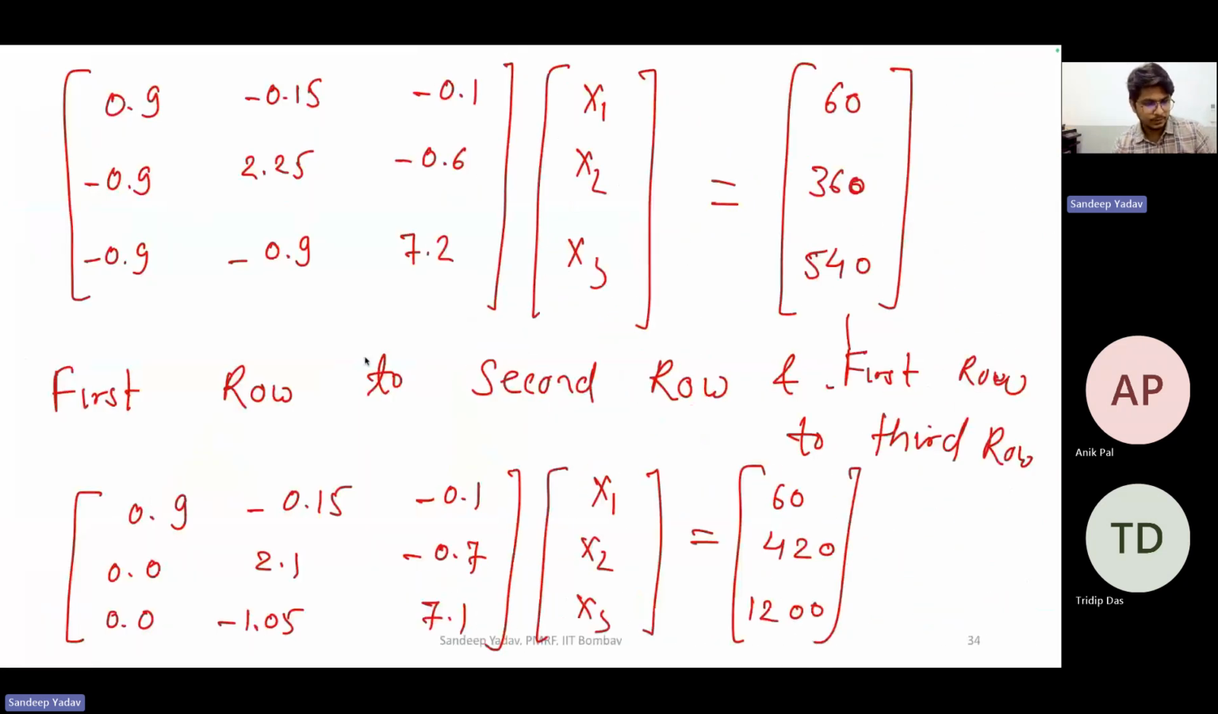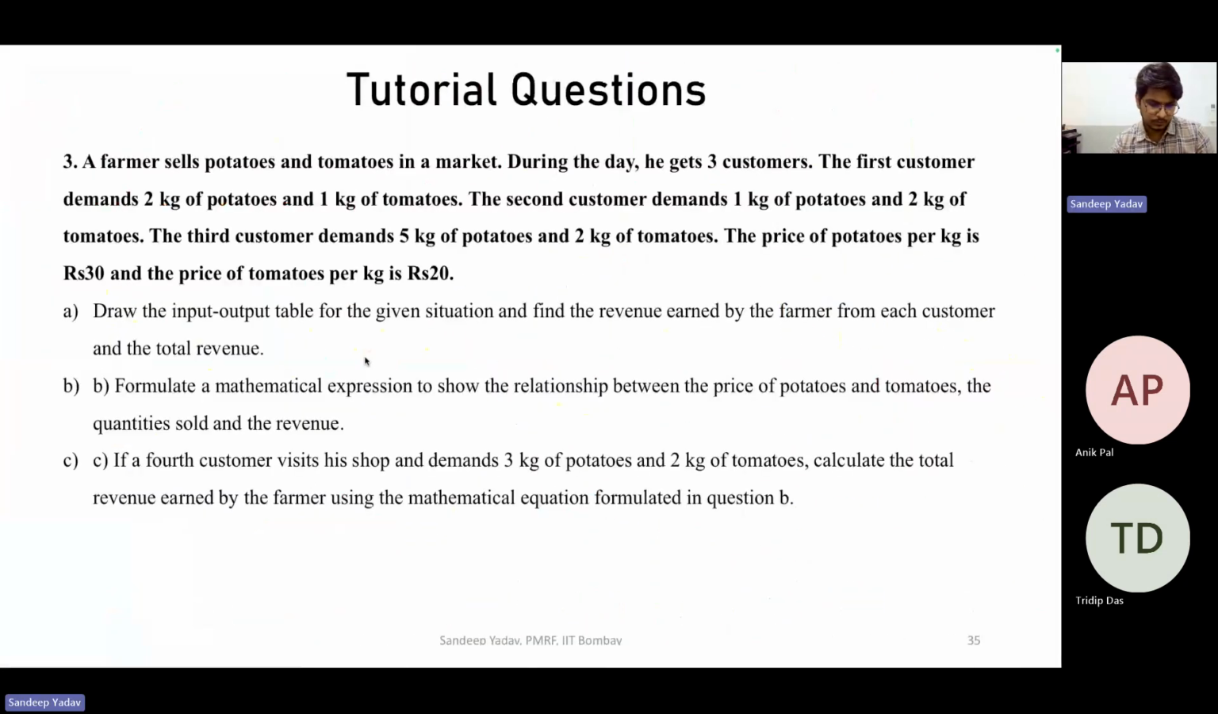If you have any doubt, you just clear it. Otherwise, if we have time, we can solve a few more questions if time permits. Otherwise, you can try these questions yourself, and if you're not able to solve them, we will solve them in the next few classes.